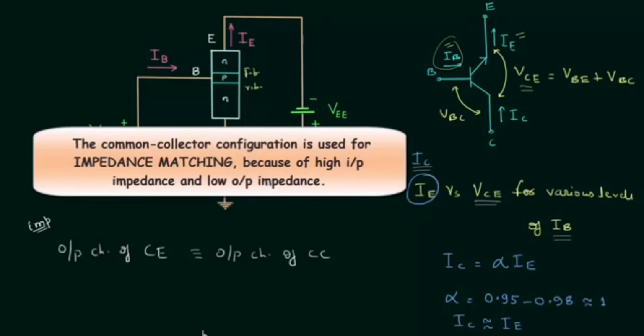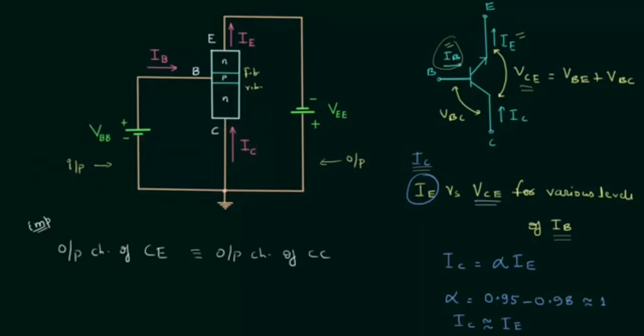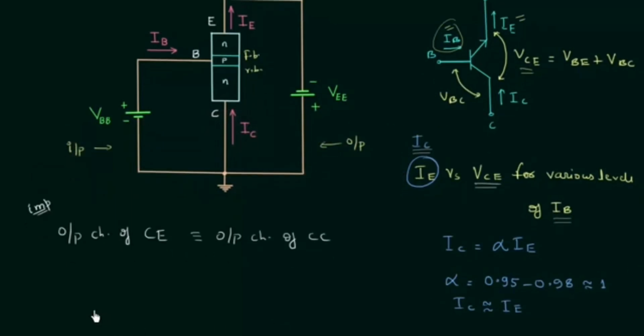The next thing is the current amplification factor in common collector transistor. The current amplification factor is denoted by gamma, and it is ratio of change in emitter current to the change in base current. It is equal to ratio of change in emitter current, the output current, to the change in base current, the input current.